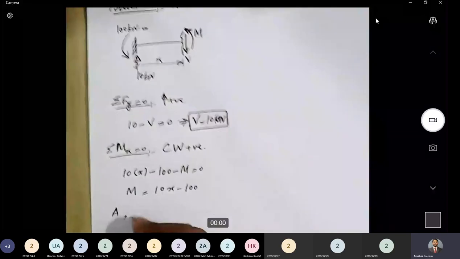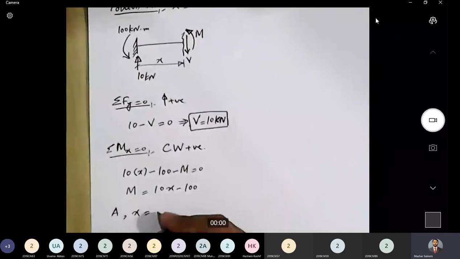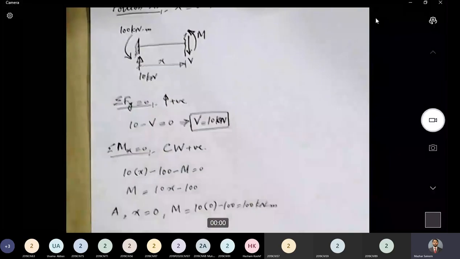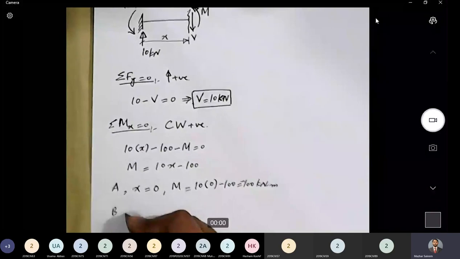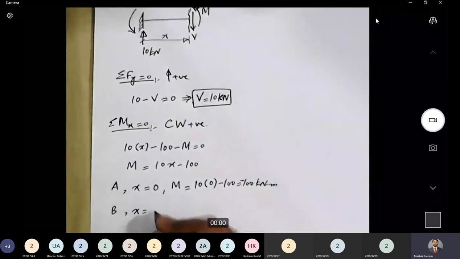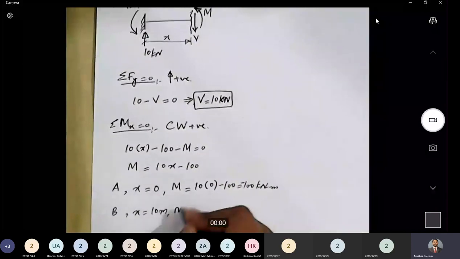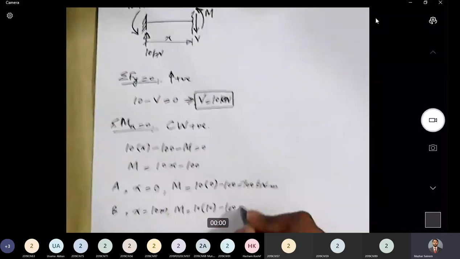And value of moment at point B, at B, x is equal to 10 meters. So M is equal to 10 into 10 minus 100. How much is that? 0. So the value of moment at point B is equal to 0.